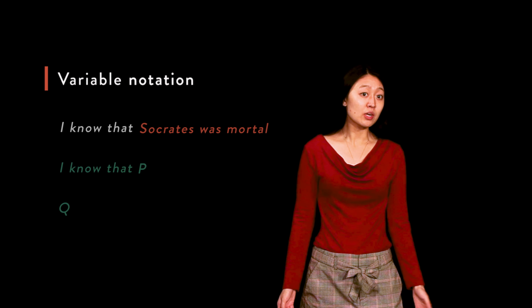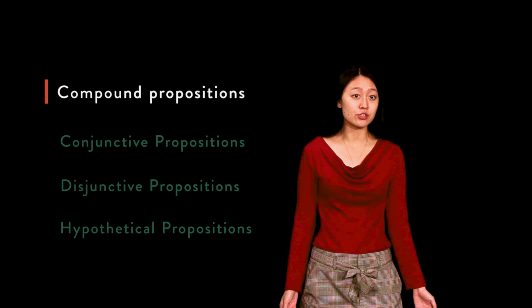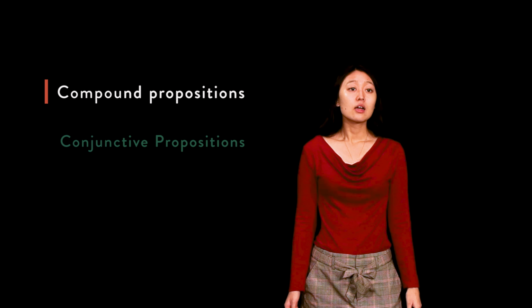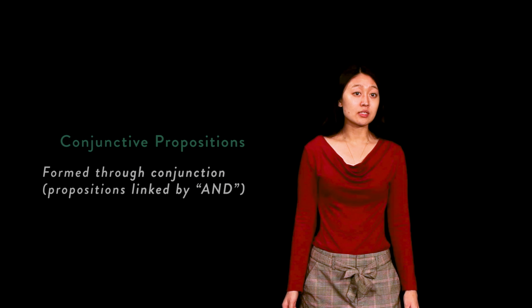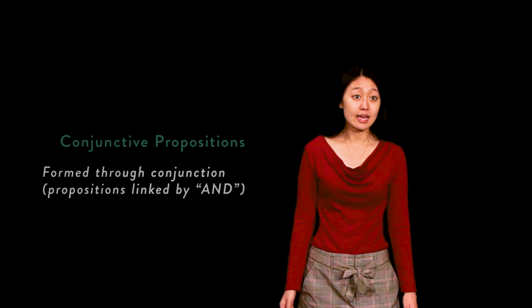In any case, variable notation is incredibly useful for showcasing the formal qualities of more complex propositions in a fairly simplistic manner. Within this lesson, we'll deal with the first of the three, conjunctive propositions. Conjunctive propositions are formed through a process known as conjunction, in which two propositions are linked together by "and."